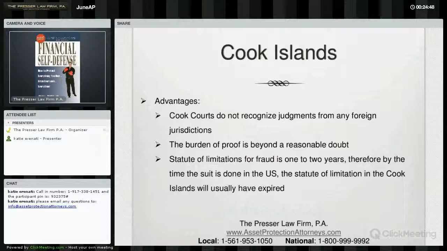And when I say keep your money, I mean set up entities. So just because you set up an entity in the Cook Islands doesn't necessarily mean you have to keep your money there. You might set up a Cook Islands or a Nevis or a Belize LLC or a Cook Islands or a Nevis or a Belize trust, and you might keep your money in a bank in Switzerland or Liechtenstein or somewhere that you feel more comfortable rather than Cook Islands or Nevis or Belize.